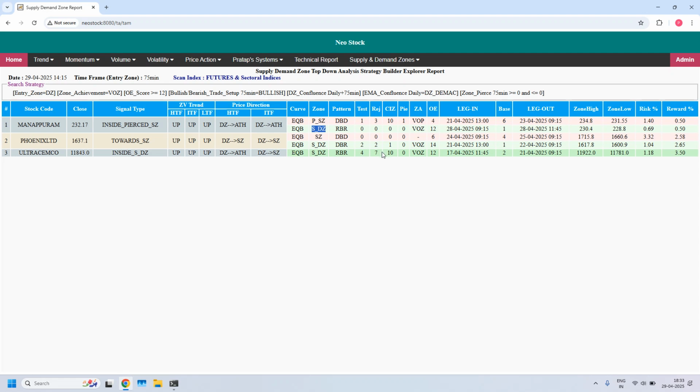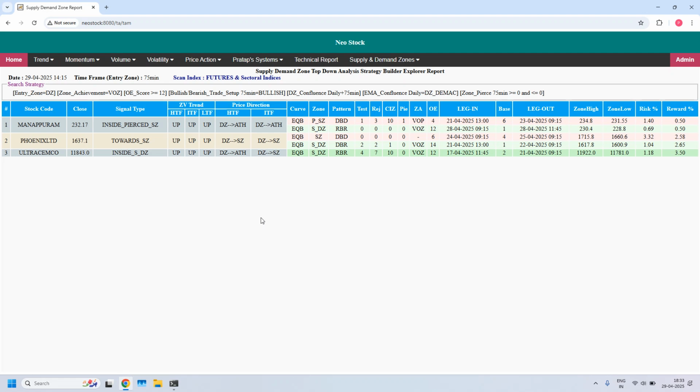See, that is the reason why this stock is already tested 4 times, including rejection 7 times it is tested. This is already tested 2 times. Because they have a high probability of success.